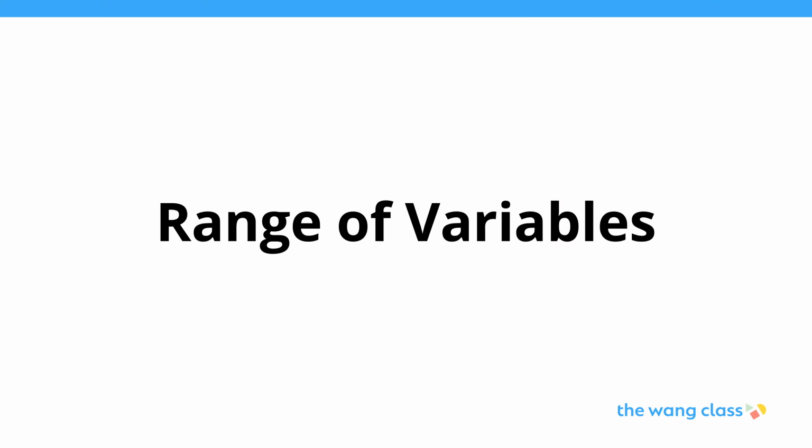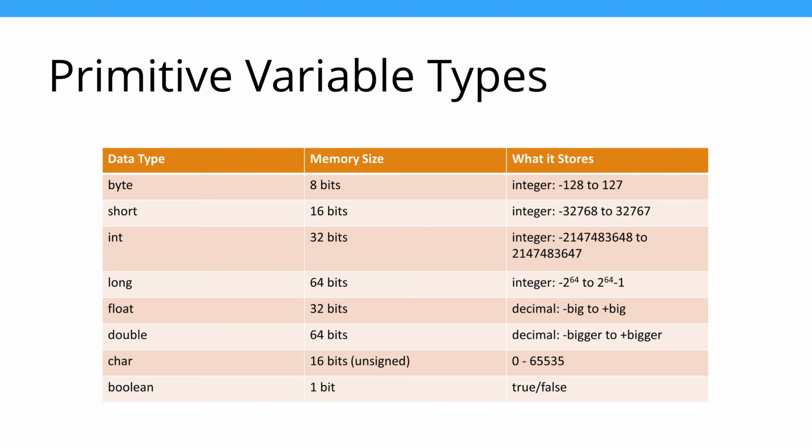So, ranges of variables. We're going to talk about the right-hand side of this table. Why does a byte only store a range of -128 to 127, a short -32,768 to 32,767, and so on? Well, this is a little outside the scope of this class.